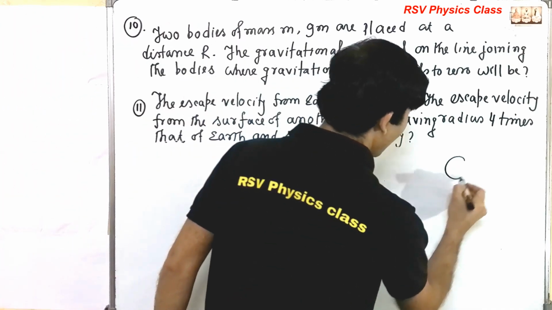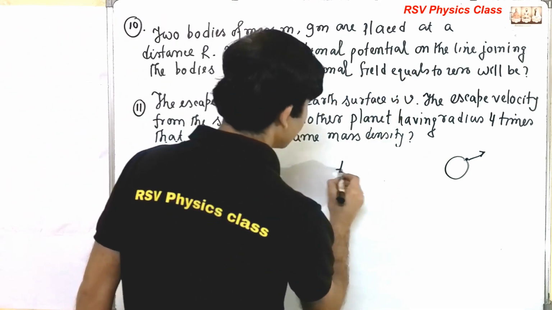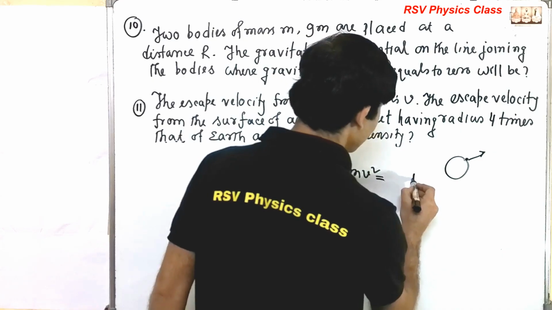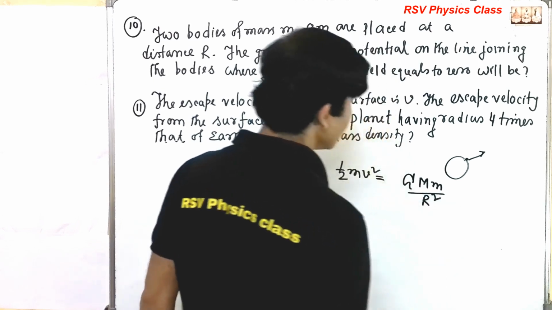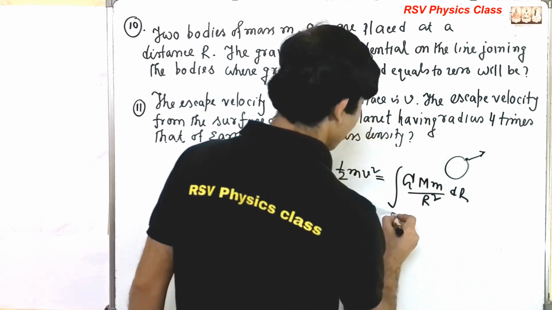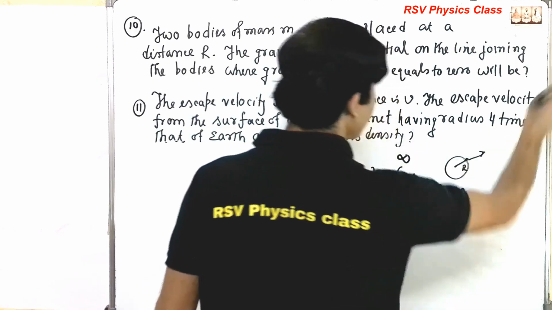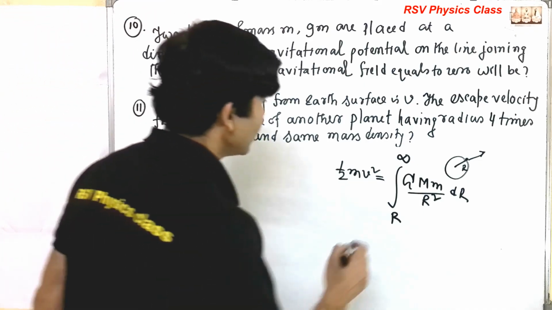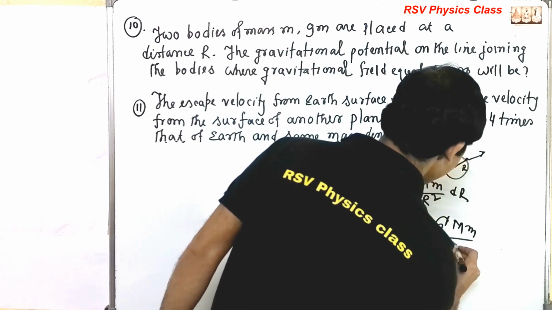So if you have the earth and you put your rocket in such a way that it will escape the gravitation, this is the kinetic energy you have to give: half mv square equal to the gravitational field GM by r square times dr, from distance r to infinity. So basically after integration this will give GM over r.